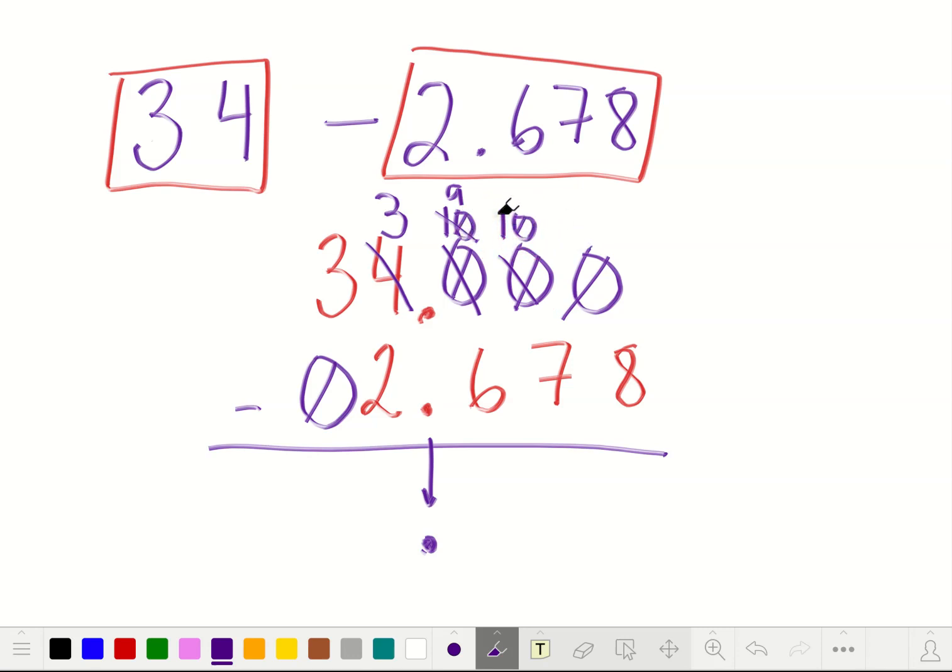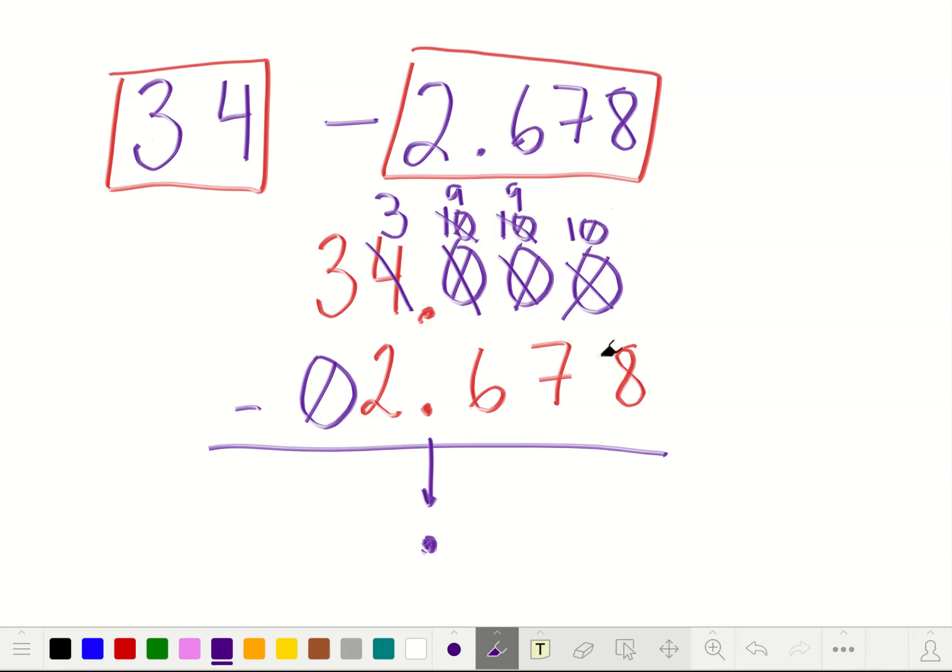But we need to keep on regrouping. So we're going to remove 1 hundredth. So we're left with 9 hundredths. And that 1 hundredth is going to be renamed into 10 thousandths. So you see this? It's almost like a chain reaction of regrouping here.